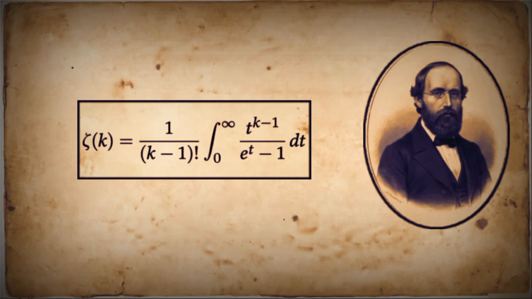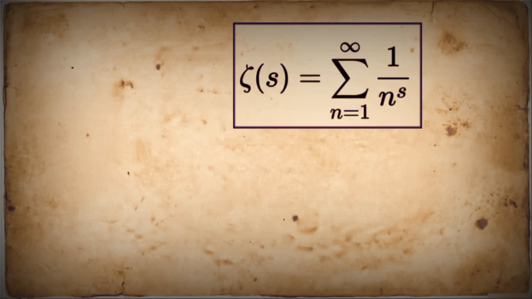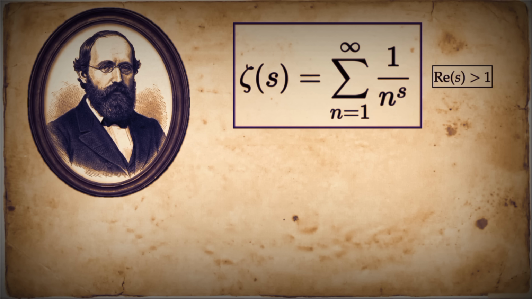The Riemann Zeta function is defined by a deceptively simple sum. For each positive real number s greater than 1, you add up 1 over 1 to the s, plus 1 over 2 to the s, plus 1 over 3 to the s, and so on through every positive integer. The result is a finite number that depends on s.